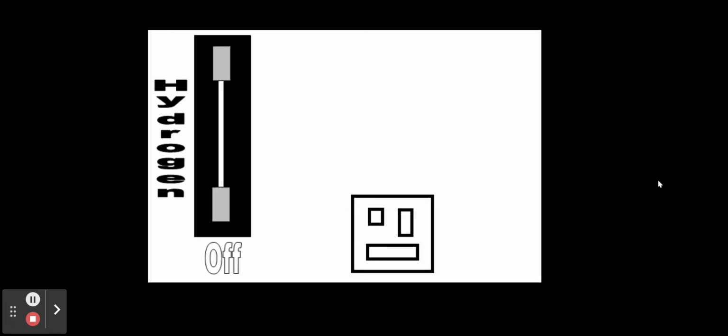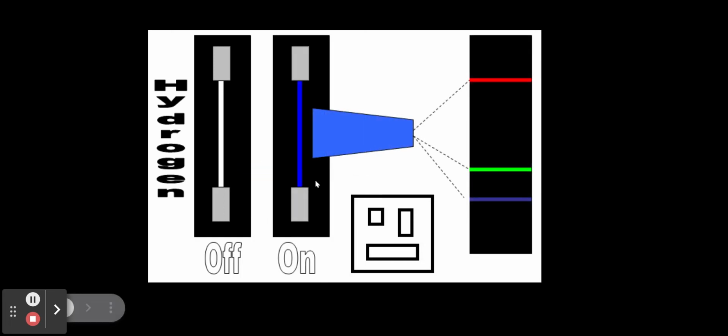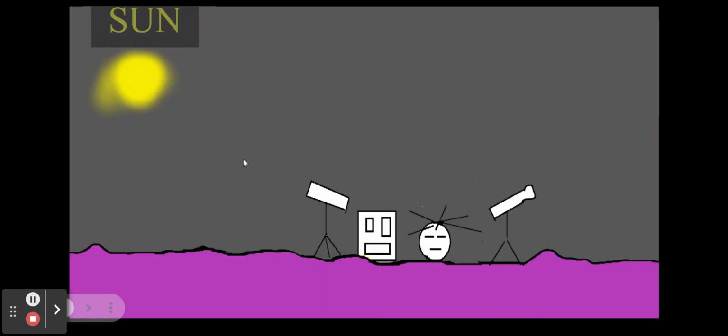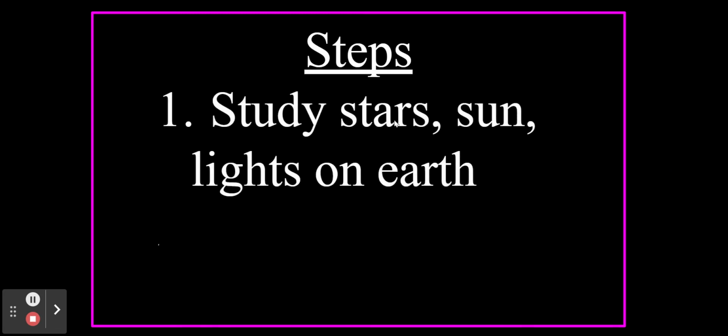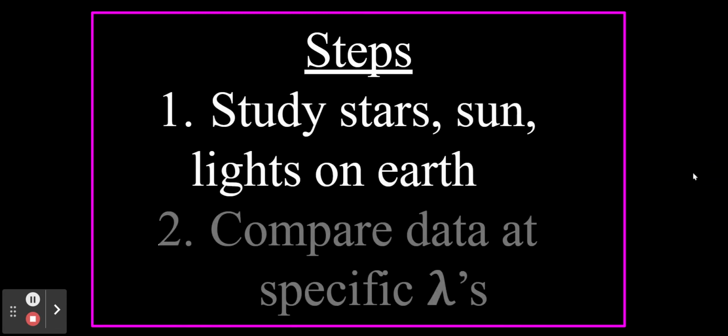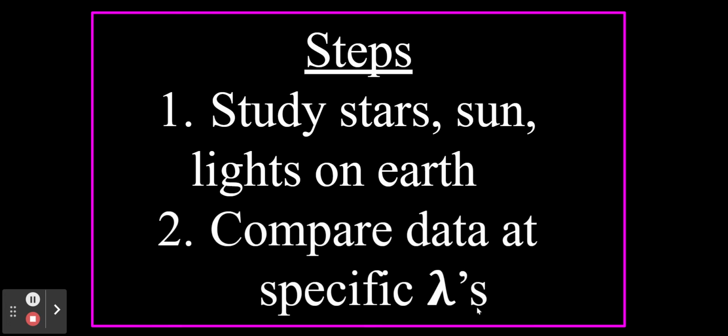Now, how do they do this? The first thing people here on Earth have done is study emission spectrums of elements. All right, they've studied these lines. The next thing they've done is look at the sun and study it, and compare it to the emission spectrums of elements. They've also studied lots of stars and seen lots of patterns. Now, this is for wavelengths. The next thing is you're going to compare data at specific wavelengths, and from that, you're going to be able to figure out what's what.